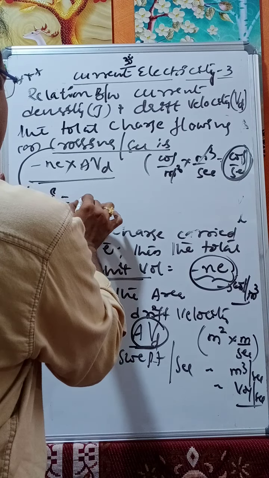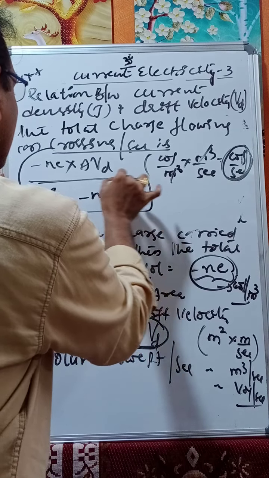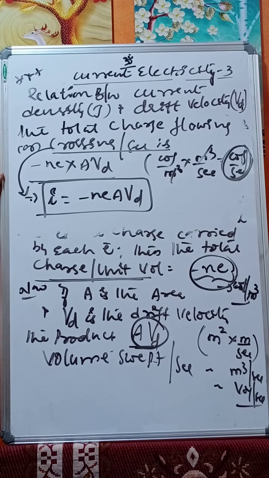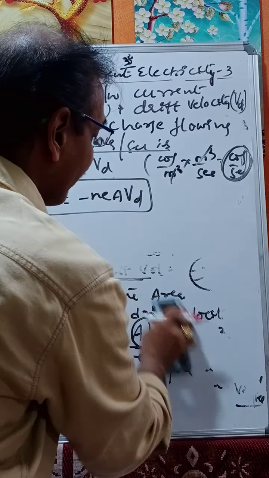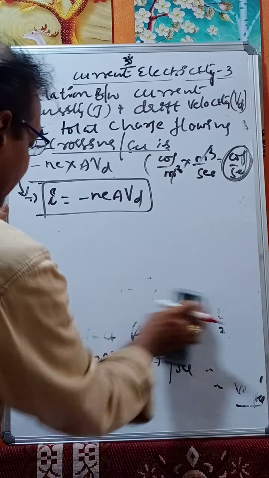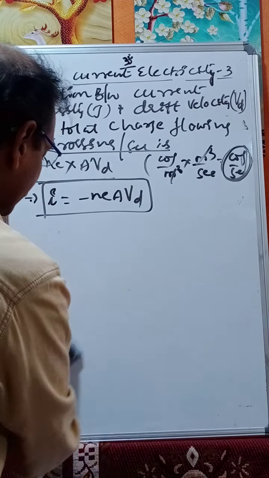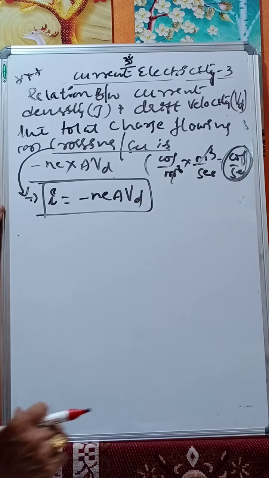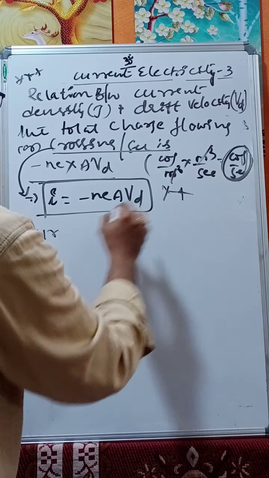Therefore, the current I is equal to minus N e A Vd. Very, very important one. The current I is equal to minus N e A Vd. Now, what is current density? What is current density?